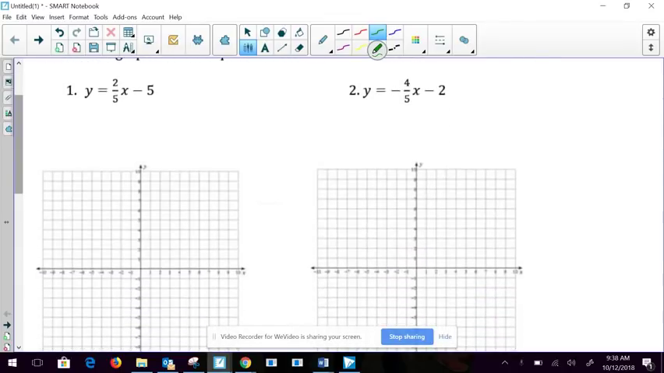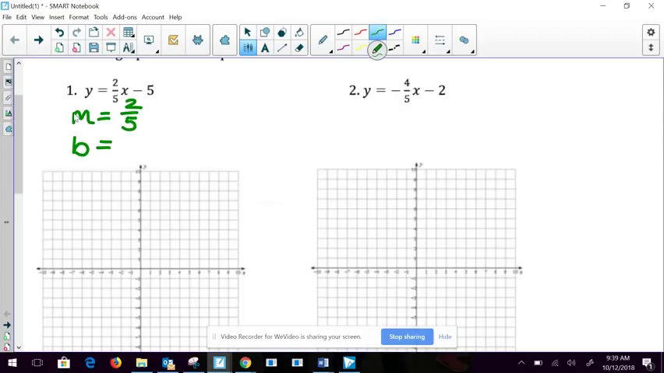Our first equation is y is equal to 2 over 5x minus 5. Thinking back to yesterday, what are those two things that you need to remember in order to graph a line? Awesome job. We need our slope, which is represented with an m, and we need our y-intercept, which we represent with a b. So looking at our equation, which number is in the slope position? Good job, 2 over 5.